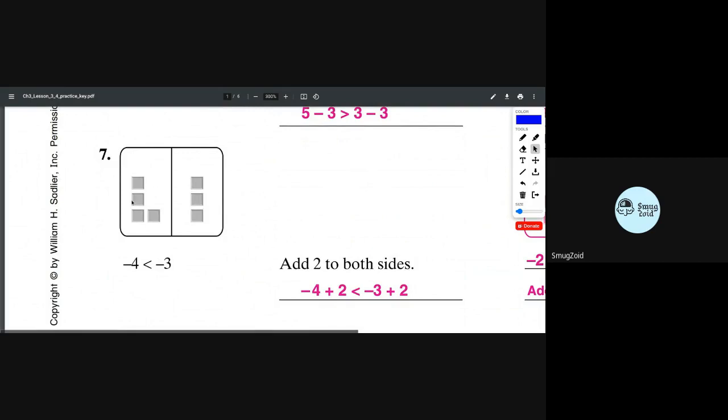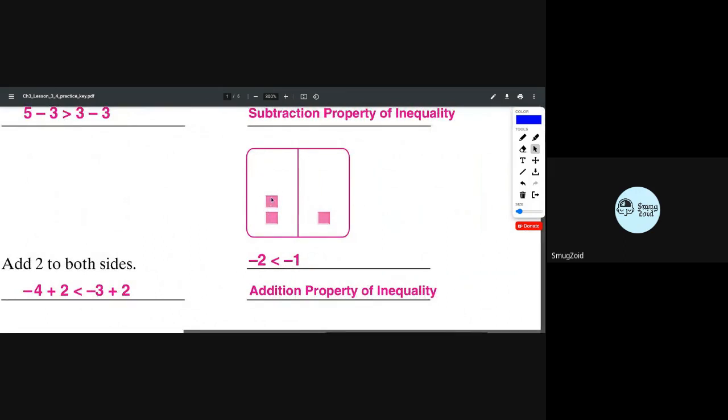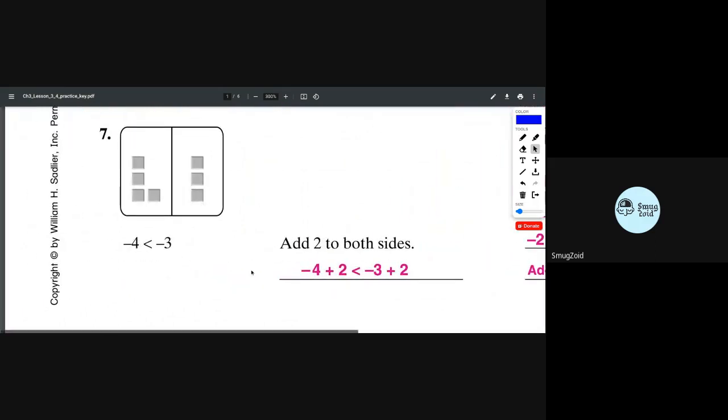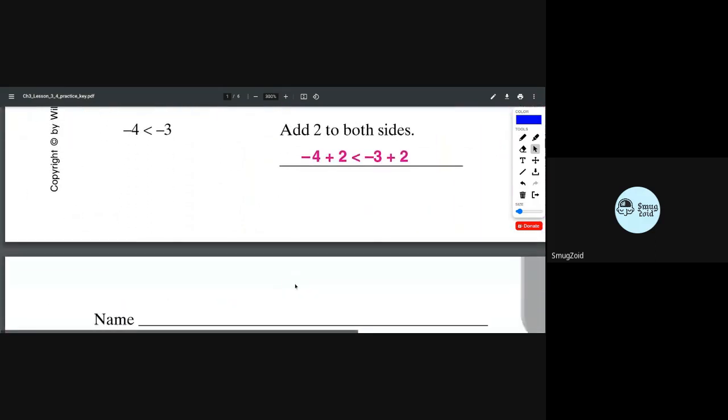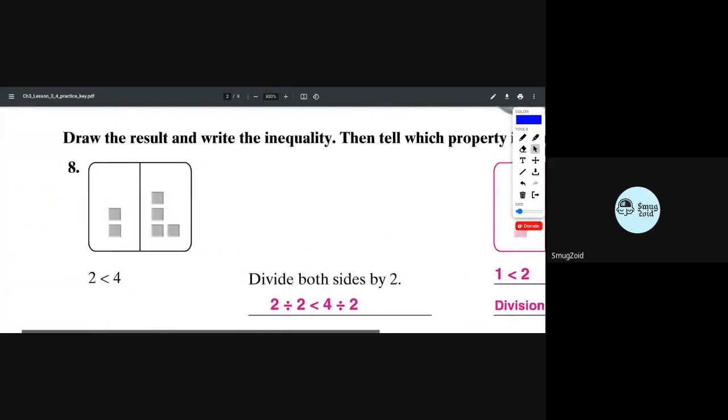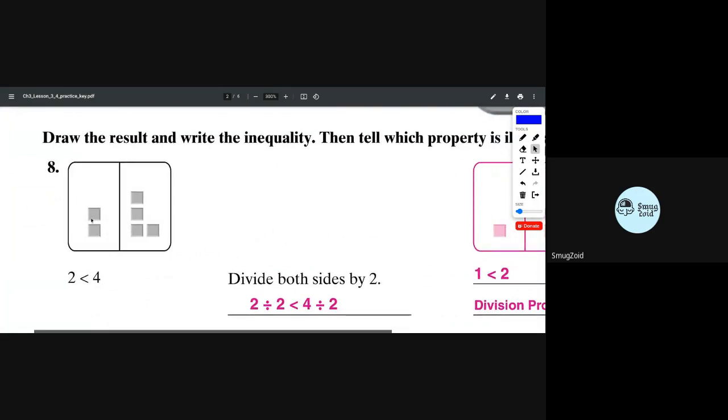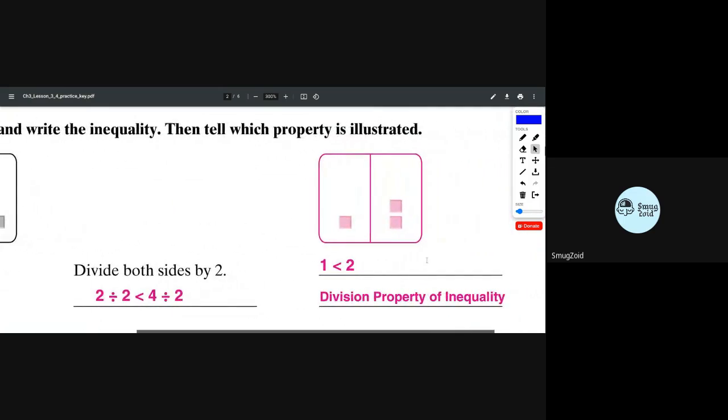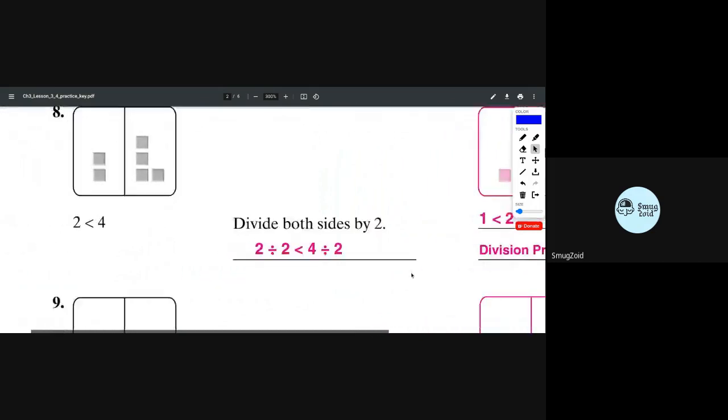Here we have -4, and this is -3. If we add 2 to both sides, this is the addition property of inequality. You still end up with the same thing, -2 as far as being less than -1. The sign does not change. It only changes on multiplication and division if you're doing it with a negative number. Right? So now we have 2 and 4, dividing both sides by 2. You see the sign's not going to change. It just becomes a 1 and a 2. It's the division property of inequality.